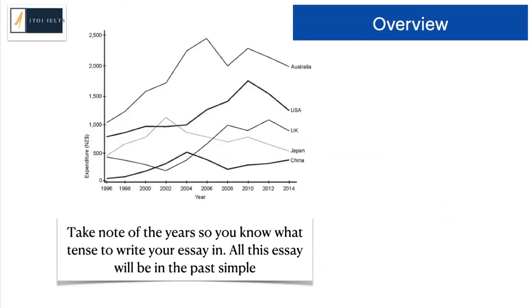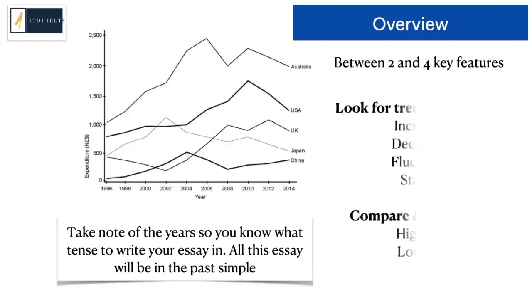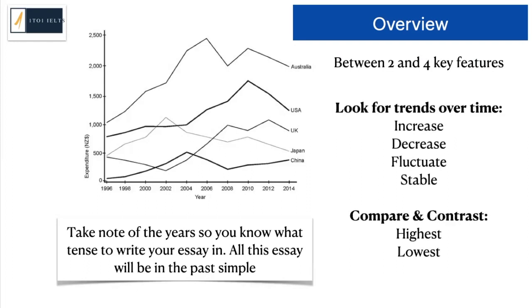Both of these years are in the past, so every year that it is covering is going to be in the past. That means we are talking about completed actions in the past, and we will be using the past simple. In your overview, you want between 2 and 4 key features. The best way to look for key features, when you've got graphs which show trends over time, which is a graph like this, we will be looking if our categories increase, decrease, fluctuate, or stable.